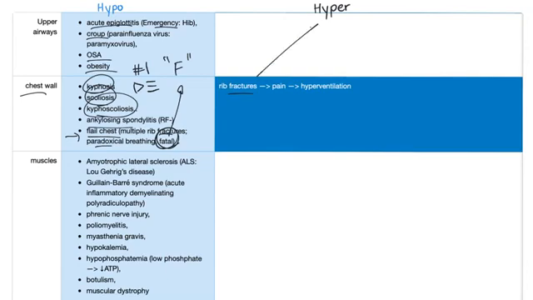Rib fractures, on the other hand, will lead to hyperventilation due to the pain. So be careful. Rib fractures could be hyper. If it's flail, it could be hypo.